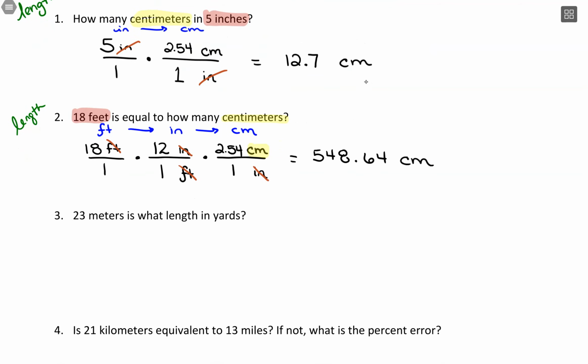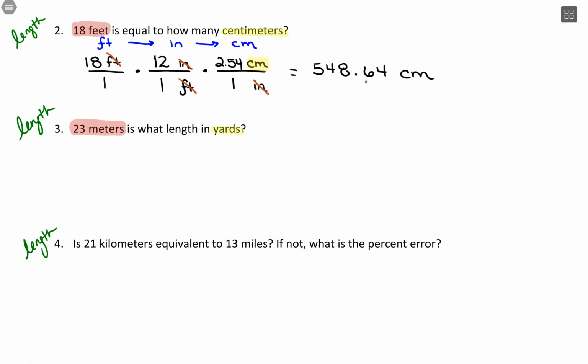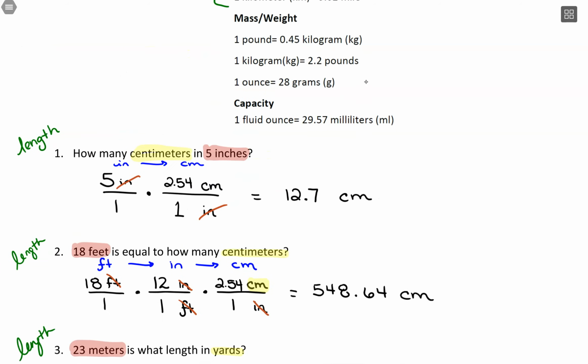All right. Let's see here, 23 meters, 2 yards. This is also length, and actually our next one is length as well, but this would all work the same with our other forms of measurement as well, just using those fractions up above there. All right, we're starting with 23 meters, and we want to change to yards.